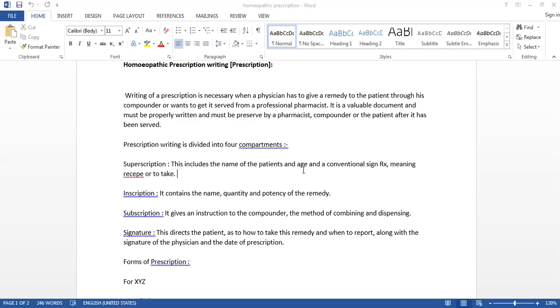So you have to write that susceptibility is higher in children. But this is not a common rule, because certain children are very weak, their susceptibility is very less, their immune power is very less. So the better way is you can prescribe the lower potency to the children and the lower potency to the older age.